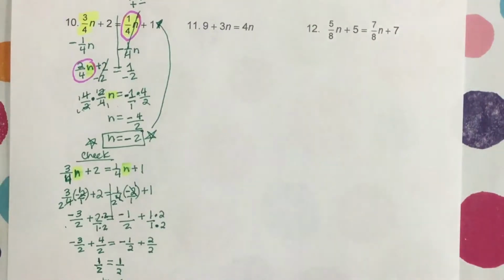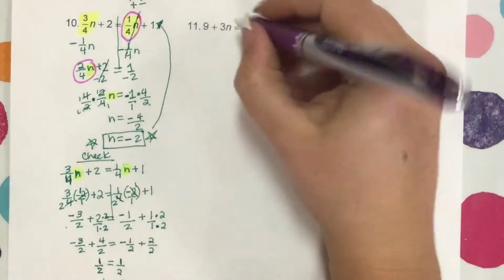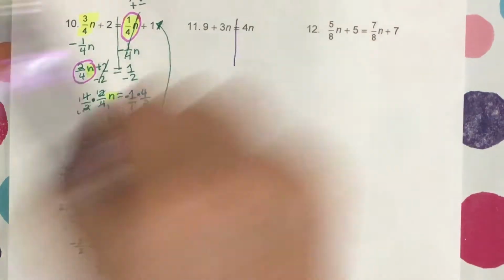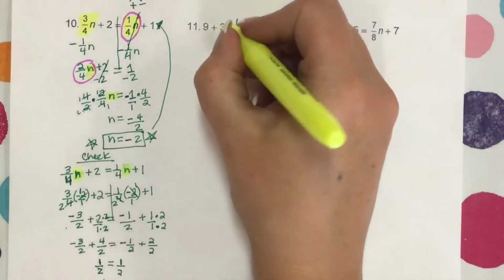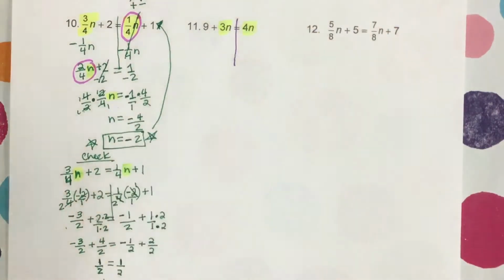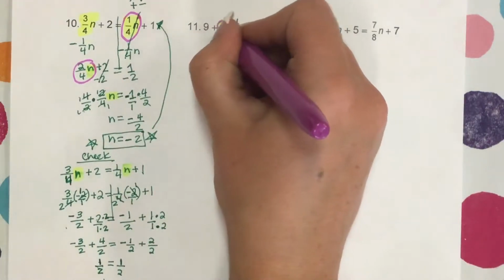So here we go. Let's see how you did on this one. I'm going to locate the equal sign, which is right here. That splits the equation into two sides. I notice I have a 3 in here and a 4 in there. I'm going to notice the one that has the lesser coefficient, which would be here. That's the one I'm going to move.